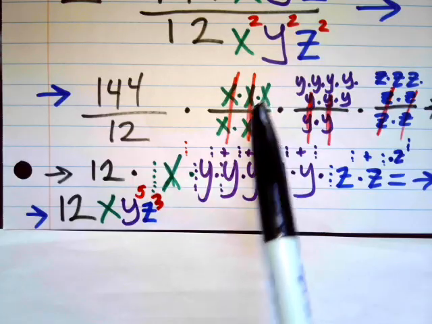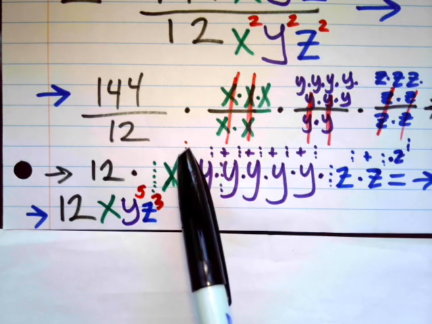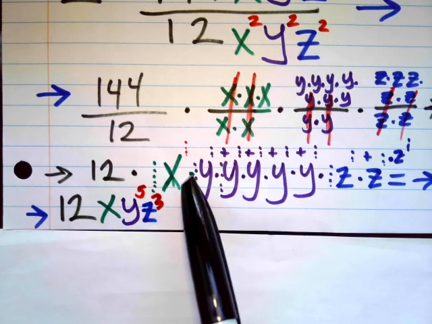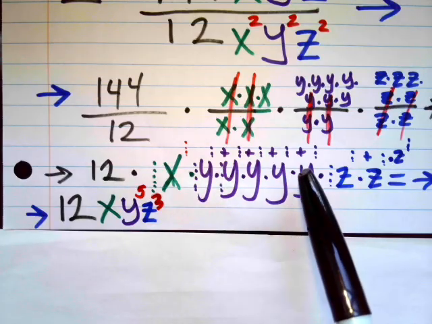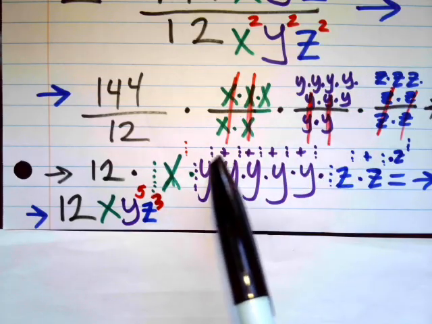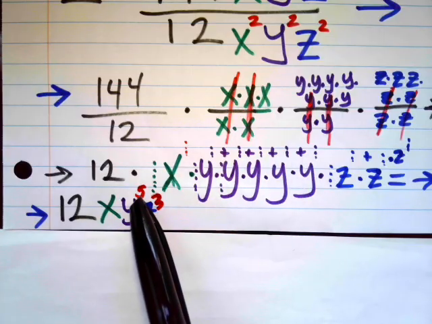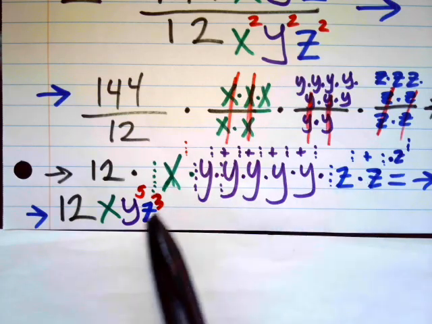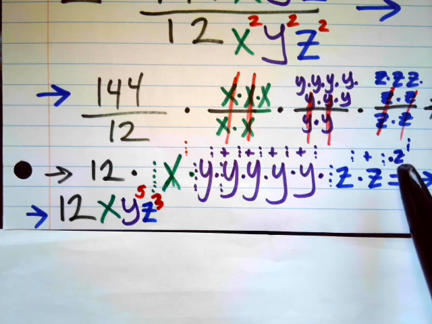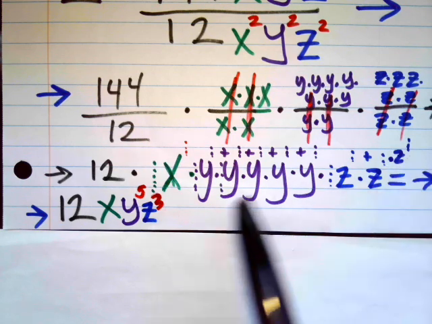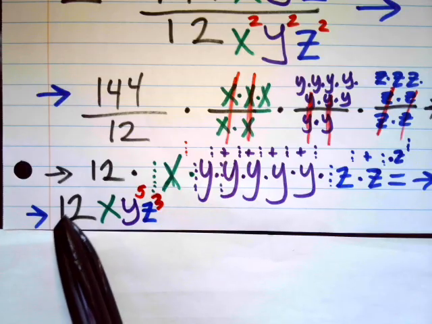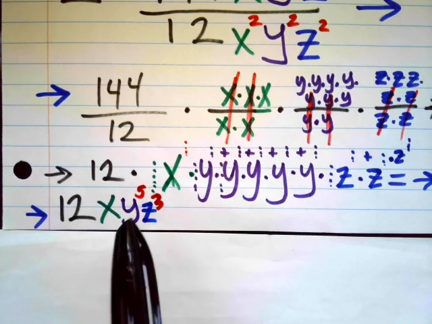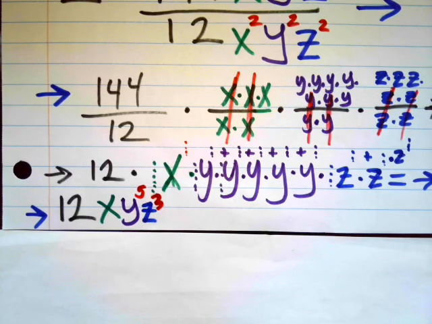So I'm left with 1x on top. X to that 1st power is an invisible 1. You don't have to show that one, but you absolutely could. It means the exact same thing. Times y, I'm left with 5 y's on the top. When you multiply, you add the exponents. That gives you y to the 5th power times z. There's an invisible 1. 1 times 1 is 1z. 1 plus 1 plus 1 is z to the 3rd power. So our final answer is 12, x to the invisible 1, y to the 5th, z to the 3rd power.